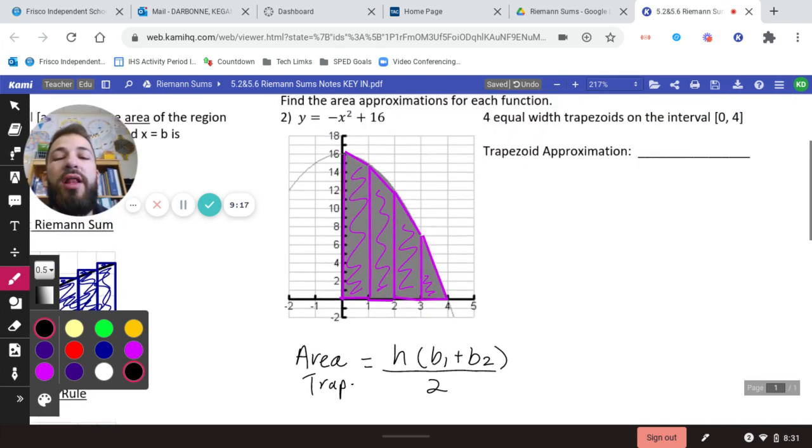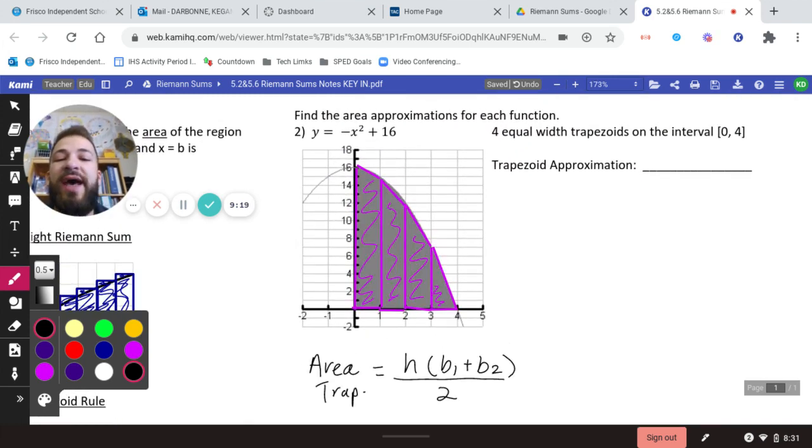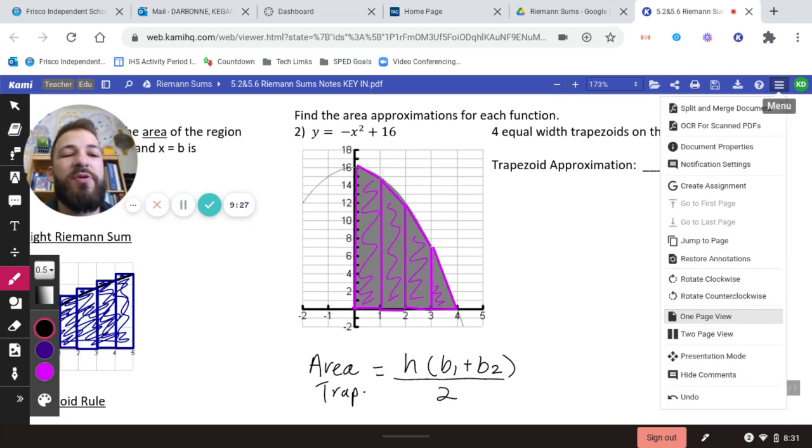So all I have to do is go across and just add up all of these trapezoids together. Okay, now to make it a little clearer what the base 1, base 2, and the height is, I'm going to rotate this real quick.